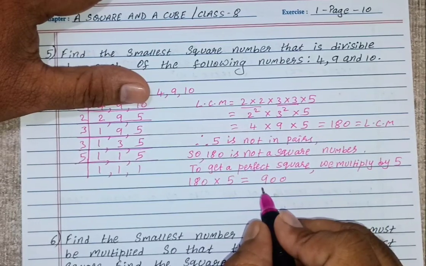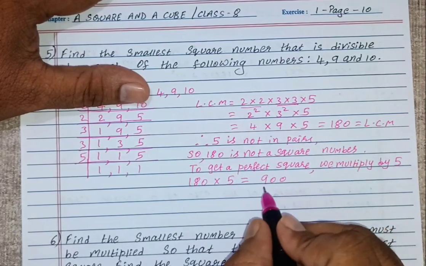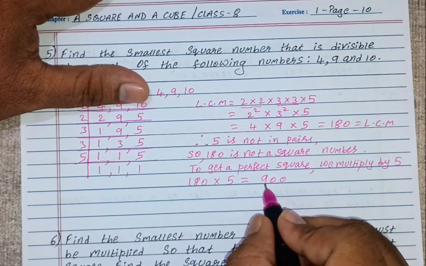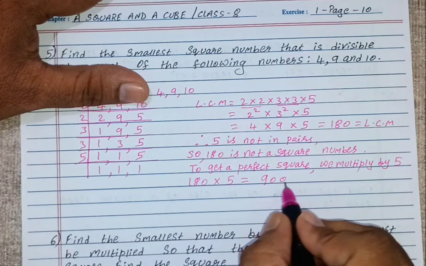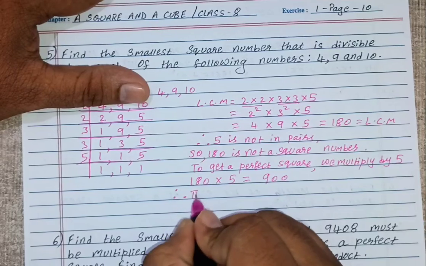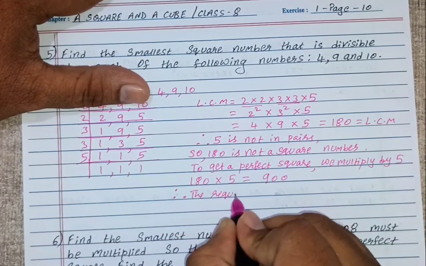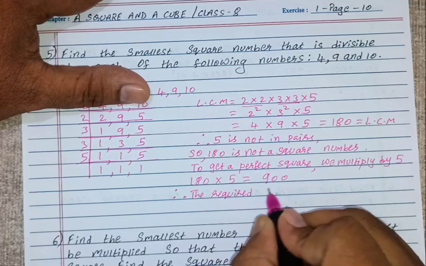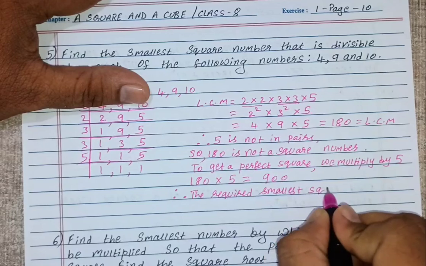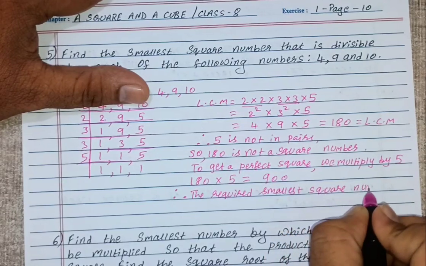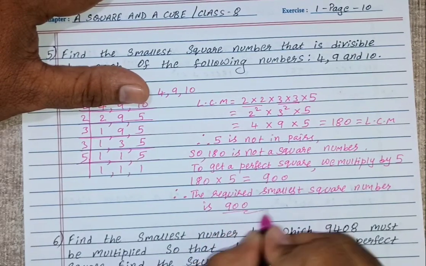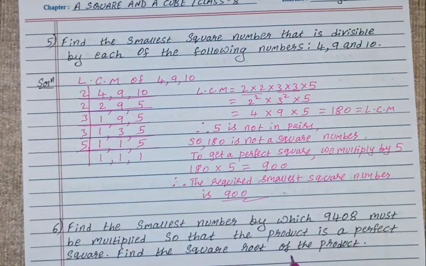For example, as I explained in the last video, 3 square is 9, so 0 will be the multiples here. Therefore the required smallest square number is 900. Okay children, I hope you understood this one.